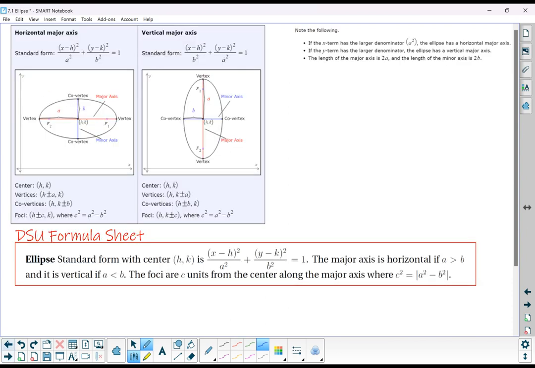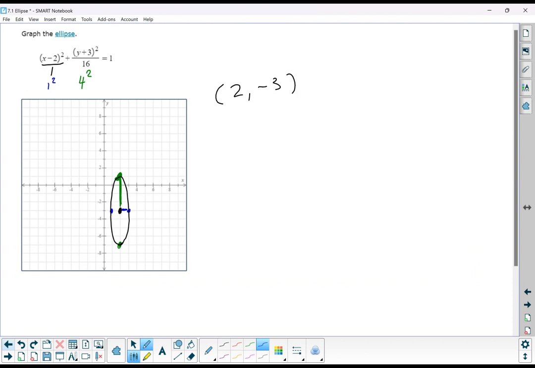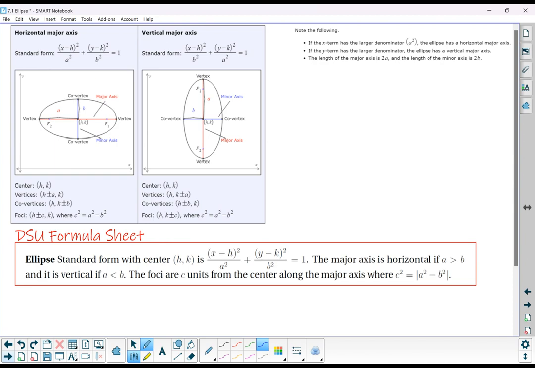Okay, when you do graph those in Alex, it's very easy. You'll mark the center, you'll mark the x or y direction axis, and then you'll mark the other one, and then it will draw the ellipse. So very easy to graph in Alex.